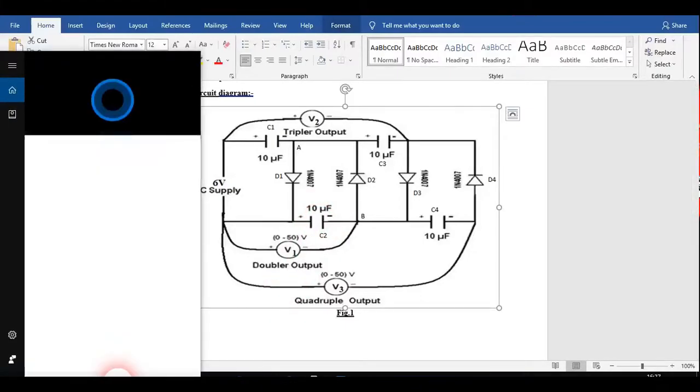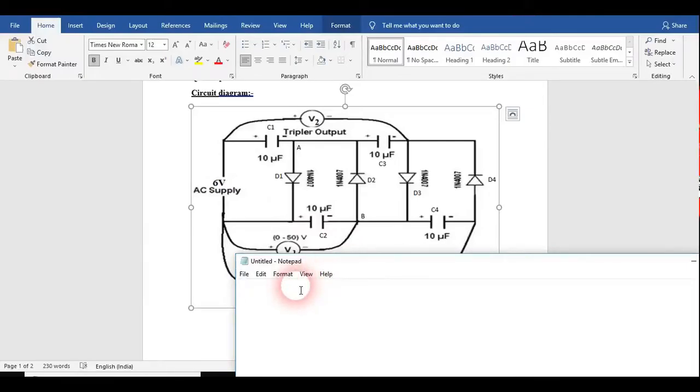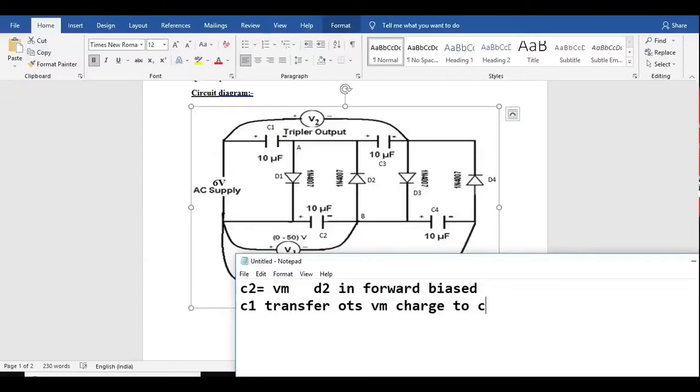Suppose I am going to write it here. Just see here in the notepad. So what happens for this C2? This C2 firstly becomes Vm, the voltage max which I have chosen, because of diode D2 in forward bias condition. Now since C1 is not charging at this point, it discharges. When it discharges, it gives the Vm up to which it has been charged to this C2. So C1 will transfer its Vm charge to C2. Understood? This will happen. So now C2 would be charged again.